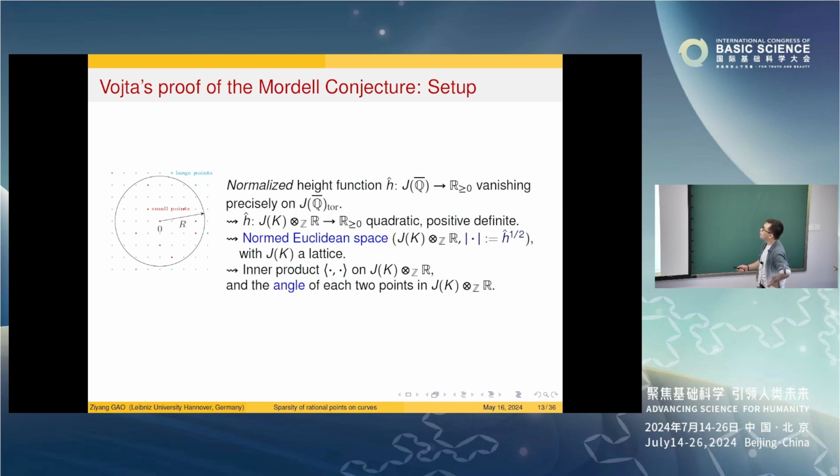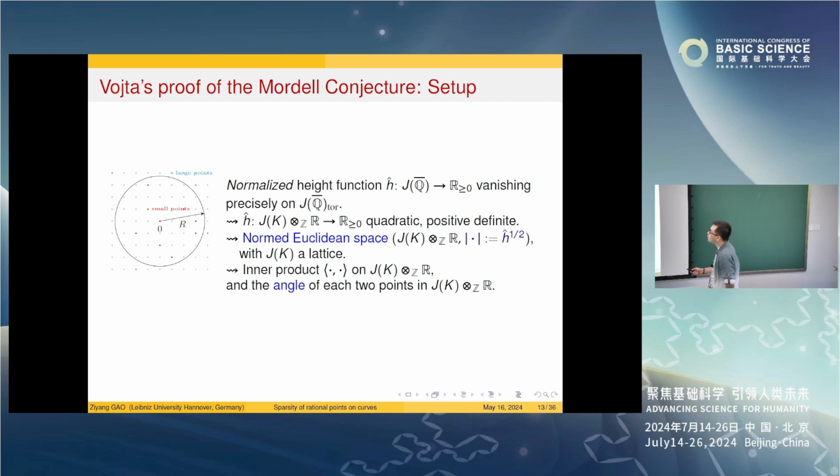So first of all, we have this normalized height function. It is a height on the Jacobian to the set of non-negative real numbers. And we also know that this height function vanishes precisely on the torsion points. And then we can restrict it to K-rational points and extend it real-linearly. Then we get a quadratic form, which is positive definite. Pay attention, this positive definiteness is not given for free from the first part. We need to prove something, but it's true.